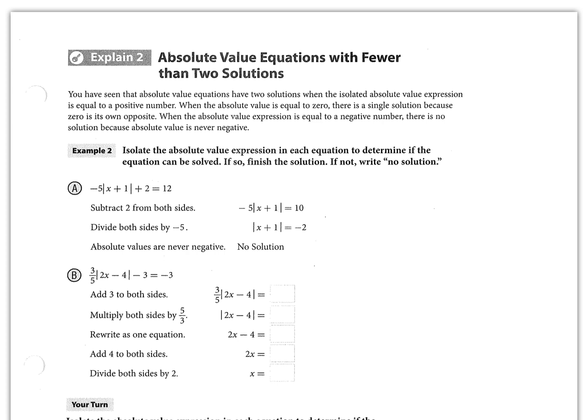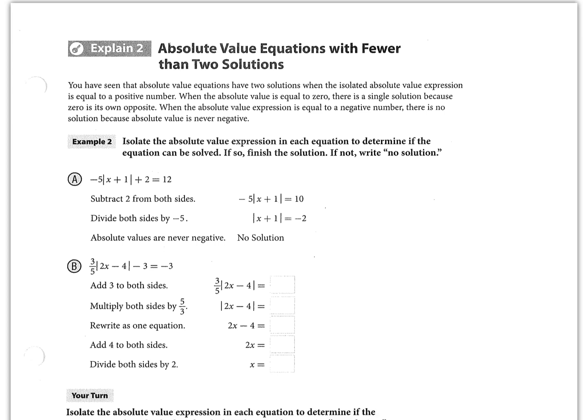Absolute value equations with fewer than 2 solutions. You have seen that absolute value equations have 2 solutions when the isolated absolute value expression is equal to a positive number. When the absolute value is equal to 0, there is a single solution because 0 is its own opposite. When the absolute value expression is equal to a negative number, there is no solution because absolute value can't ever be negative. So isolate the absolute value expression in each equation to determine if the equation can be solved, and if so, finish the solution. If not, write no solution.